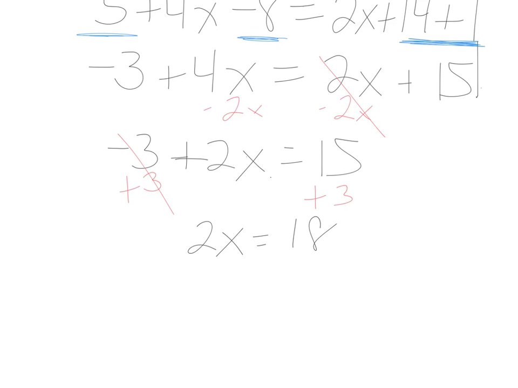The 2 and the x are right beside each other, which means multiply. So to undo it, we divide. And x equals 9.